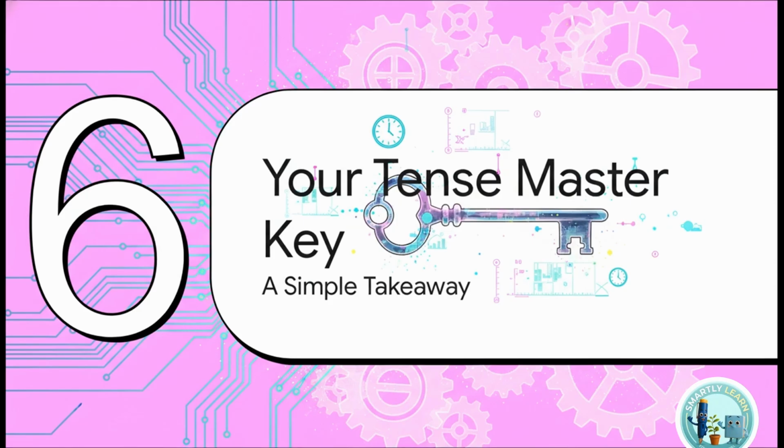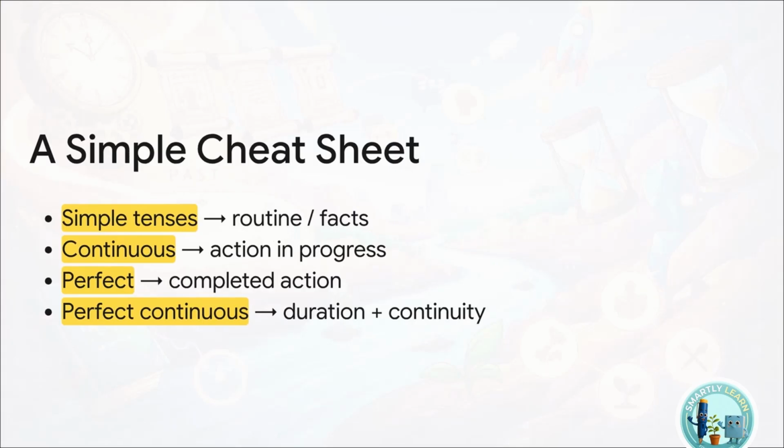So now let's wrap it all up with a simple master key you can take with you and use every day. This is it. This is the simple secret. If you're talking about routines or facts, go with a simple tense. If you want to show an action is in progress, you need a continuous tense. If you're connecting a completed action to another time, that's a job for the perfect tense. And if you want to talk about how long something has been happening, you use perfect continuous. That's it. Keep those 4 ideas in your back pocket, and your communication is going to be so much clearer.